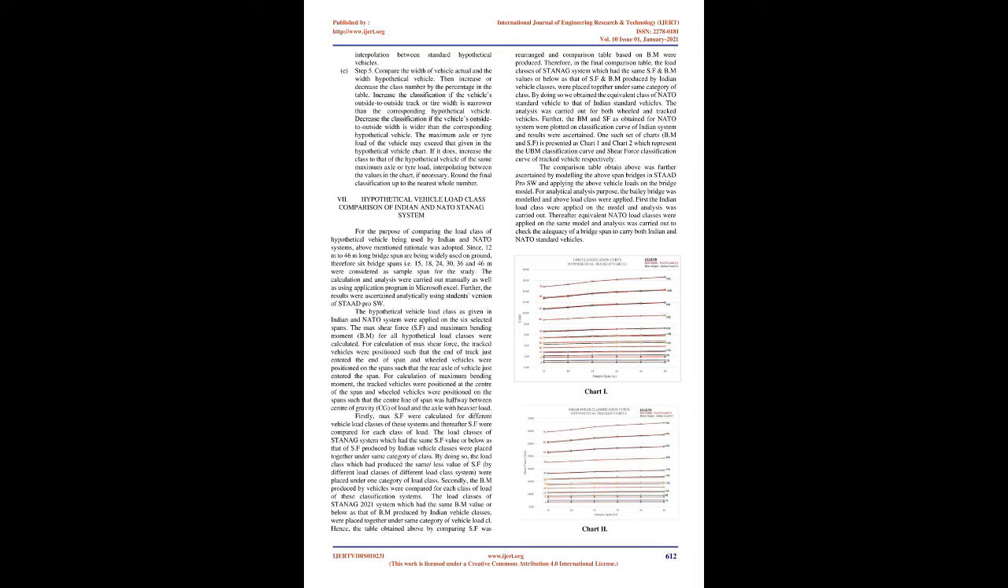Round the final classification up to the nearest whole number. 7. Hypothetical vehicle load class. Comparison of Indian and NATO STANAG system. For the purpose of comparing the load class of hypothetical vehicles being used by Indian and NATO systems, the above mentioned rationale was adopted. Since 12 m to 46 m long bridge spans are widely used on ground, therefore 6 bridge spans, i.e. 15, 18, 24, 30, 36, and 46 m, were considered as sample spans for the study.